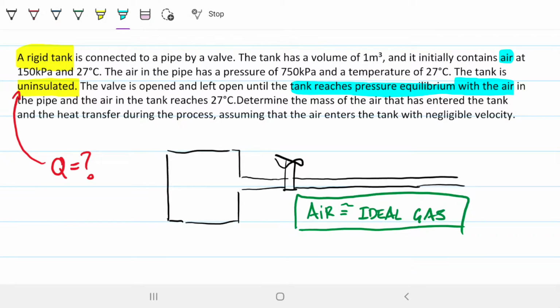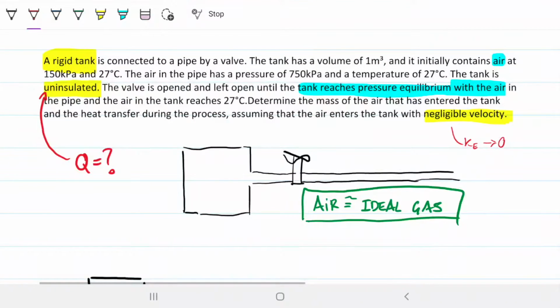Then, we can assume the velocity at which the air enters the tank is negligible. So that means all the kinetic energy that we might need to worry about, we don't have to worry about it, it's negligible, consider it zero. It's not nil, let's just say it tends to zero. Cool. All right.